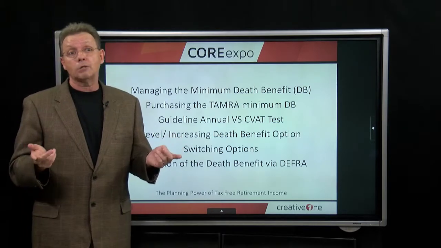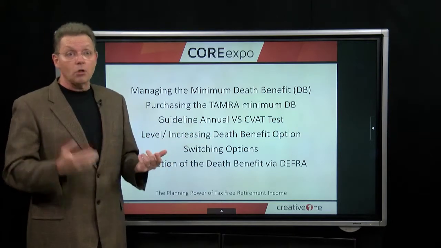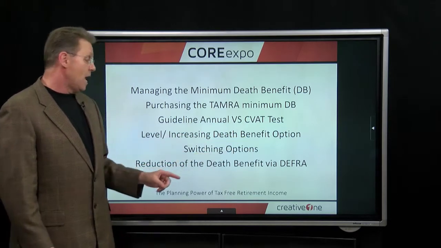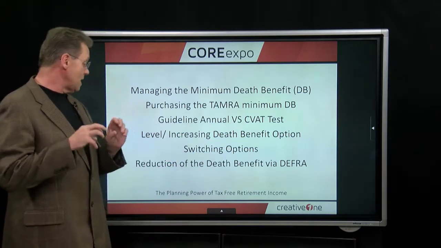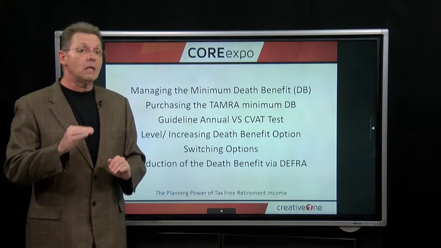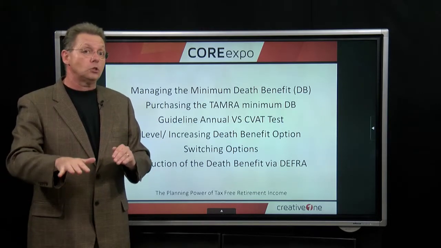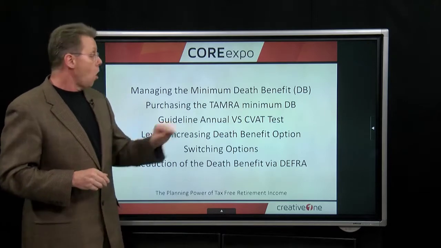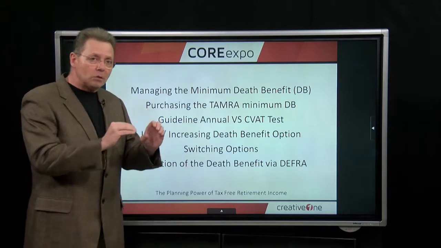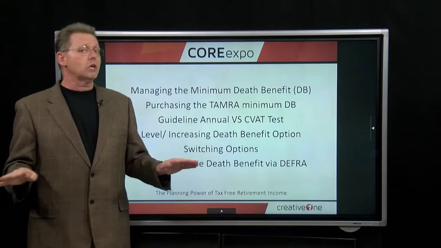So when I'm doing a contract, I'm going to look at the male and the female. I'm going to look at the guideline annual and the CVAT. I'm also going to look at level versus increasing death benefit option, and I'm going to look at switching options to see if I can get more money out of it. And later on, once I pass the guideline corridors, I might be able to drop the death benefit again and switch my options before I go to distributions. All this management of the cost of insurance by bringing it down will give me the most optimal accumulation and my maximum distributions that I can get. And remember, we haven't even talked about the crediting method yet.